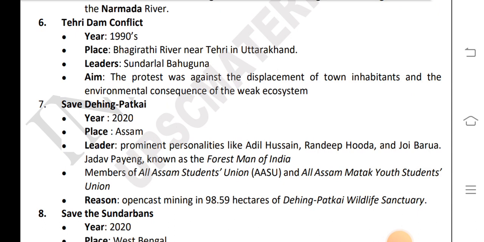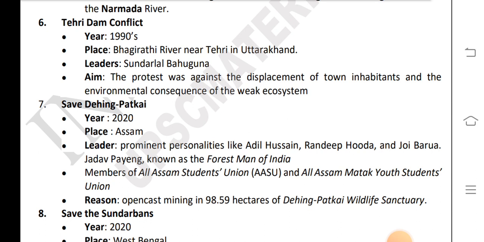Narmada Bachao Andolan, NBA, 1985. Place: Narmada river, which flows through the states of Gujarat, Madhya Pradesh and Maharashtra. Leaders: Medha Patkar and Baba Amte, Adivasis, farmers, environmentalists and human rights activists. It is a social movement against a number of large dams being built across the Narmada river.